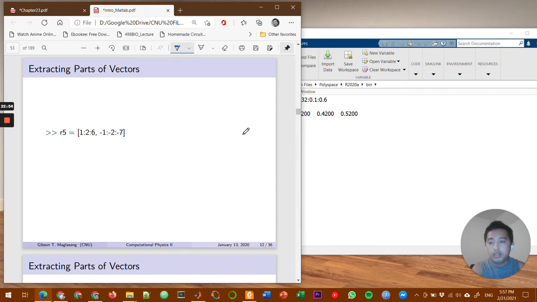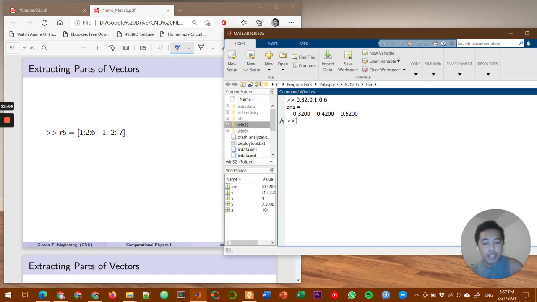So, let's try to type this. R5 equals negative 1 colon negative 2. So, I have this row vector R5. We have 1, 3, 5, negative 1, negative 3, negative 5, and negative 7.